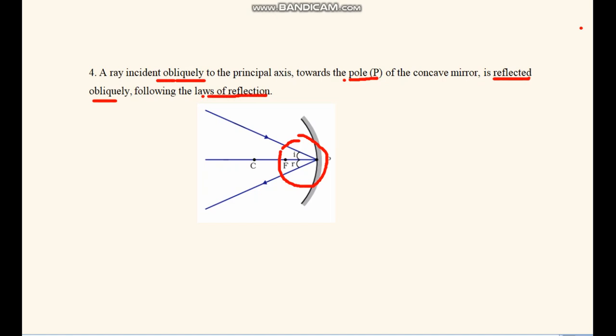In the next class, we will learn how we draw images using a concave mirror with the help of these rules.